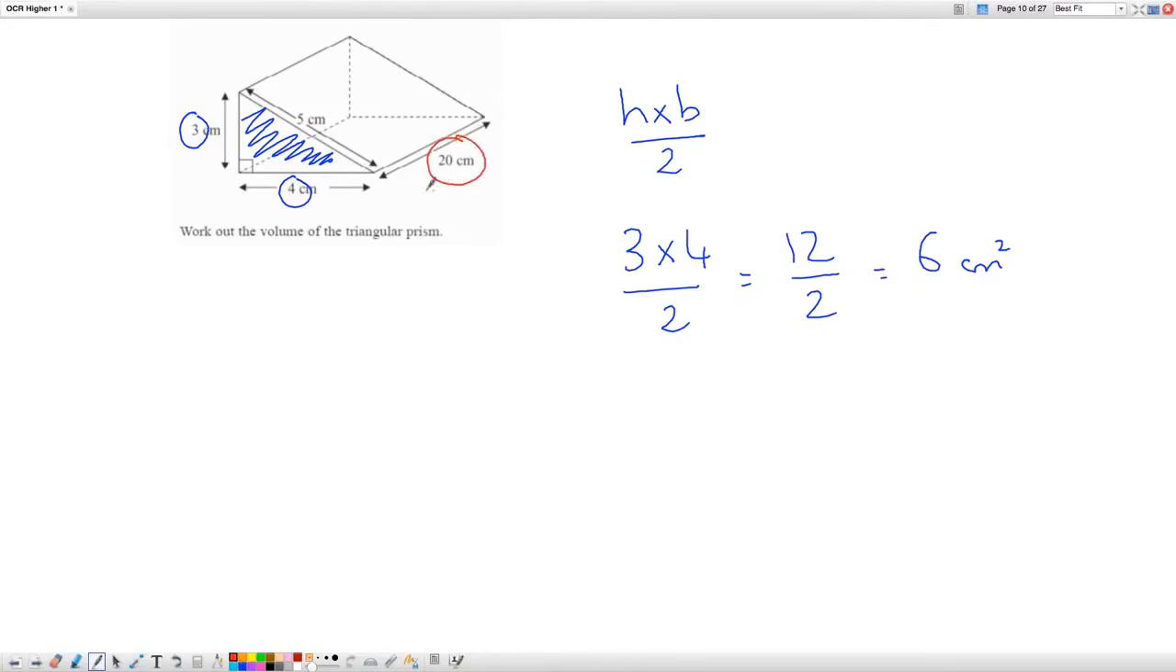We then need to multiply by the length, the 20. So 6 multiplied by 20 gives us our volume of 120 centimetres cubed.